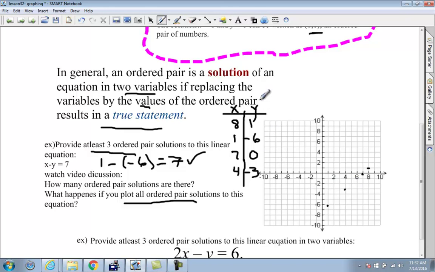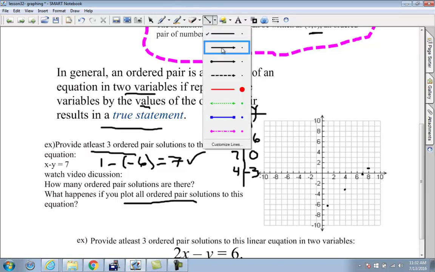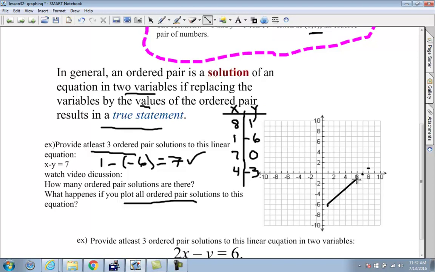So in fact, let me grab this tool. Let me grab my line tool and see if I can connect the dots. Yep. And then what we usually do is we'll just put arrows on the ends of that to indicate that it goes forever in both directions. So, long story short, you get the graph of a line. I'll just type that up.